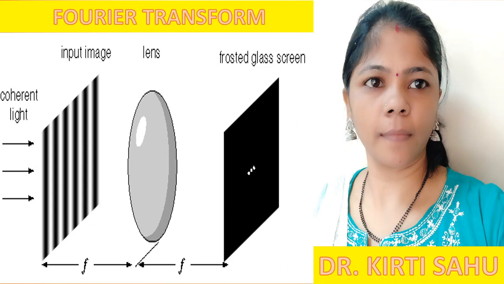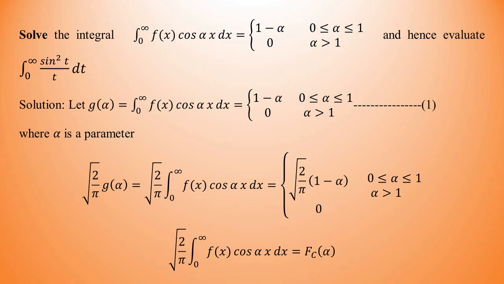So let's see how to evaluate integral equation using Fourier transform with the help of this example. Solve the integral and hence evaluate. So here this problem consists of two parts. First I will have to solve this integral equation. It means I have to find out what is the value of f of x which will satisfy this equation, as well as using that we will have to evaluate the value of this particular integral.